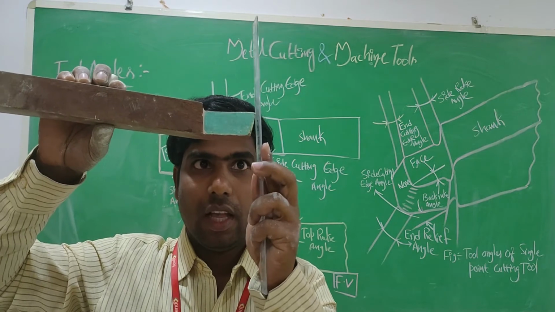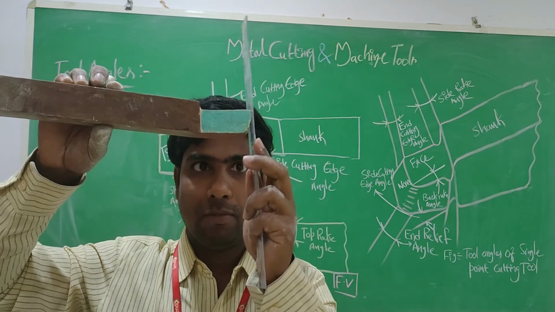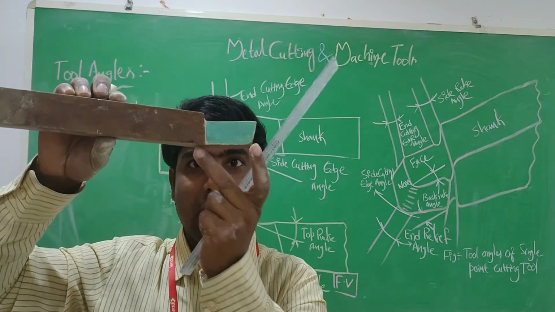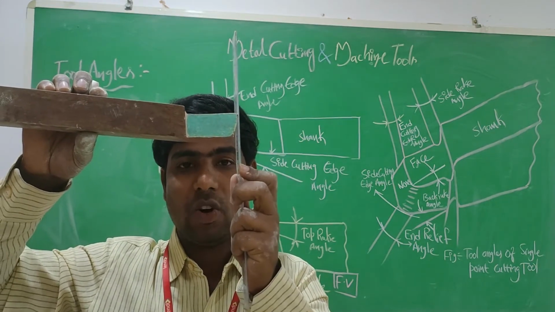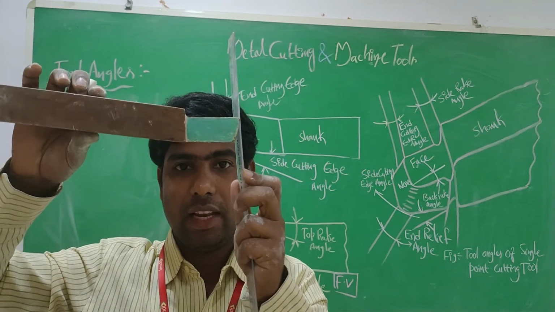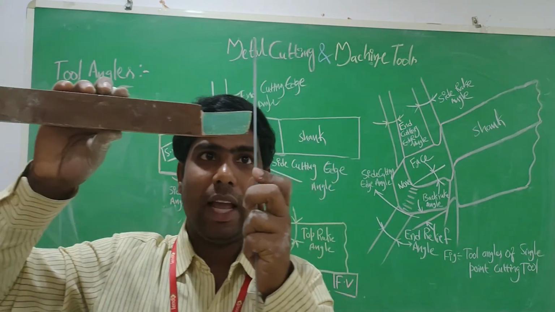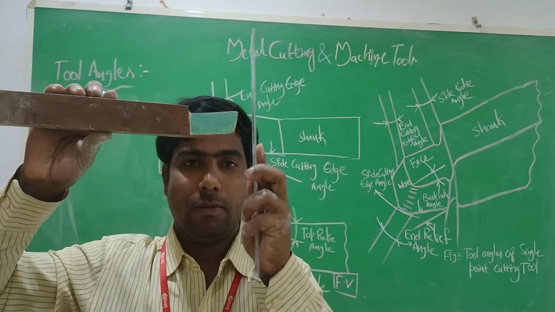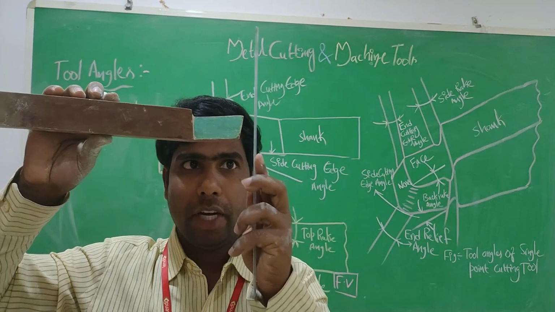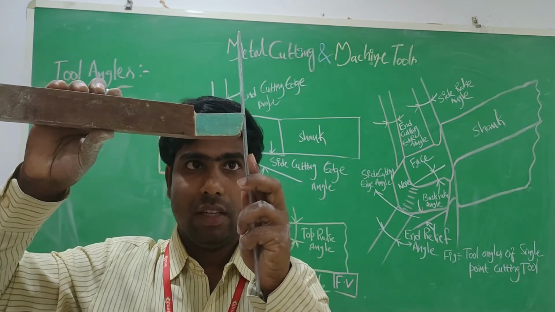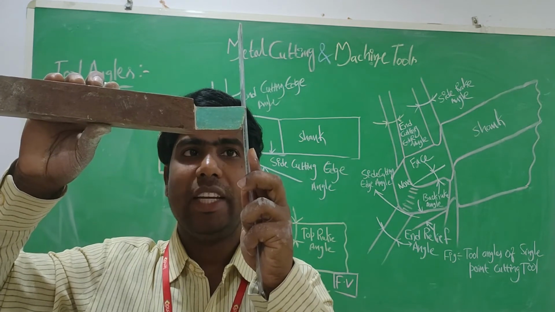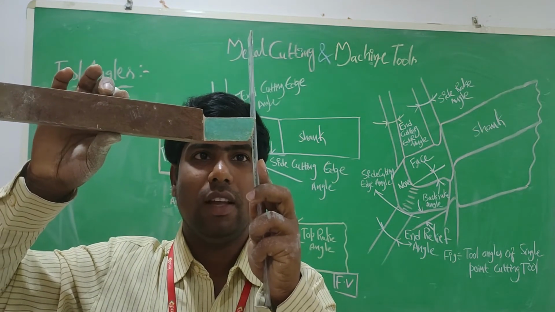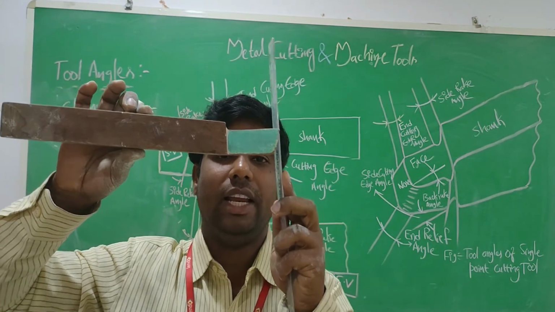The plane perpendicular to the base of the tool and the portion of the flank immediately adjacent to the base is called the clearance angle. One more time, friends: the plane perpendicular to the base and the portion of the flank immediately adjacent to the cutting edge is called the clearance angle.